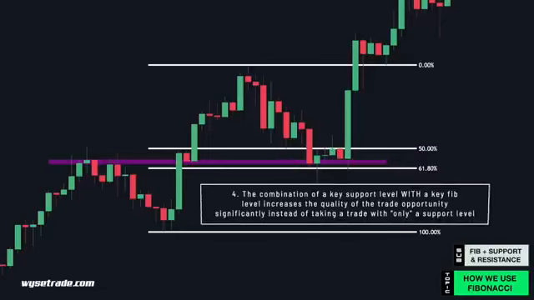So the combination of a key support level with a key Fib level increases the quality of the trade opportunity, instead of taking a trade with only a support level.